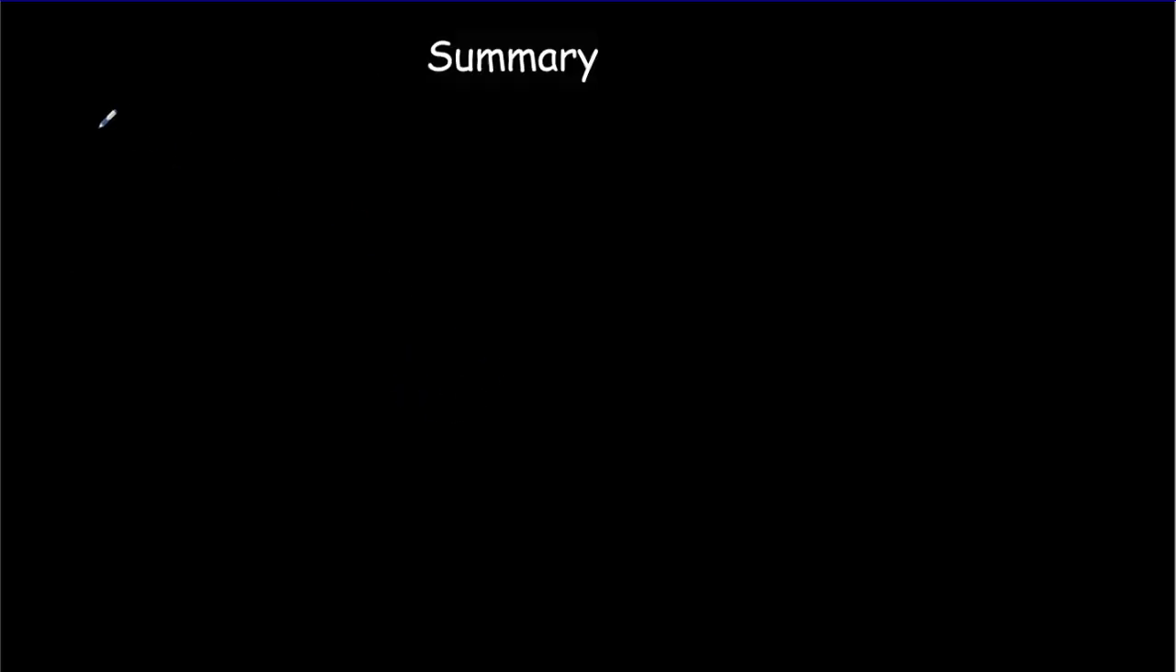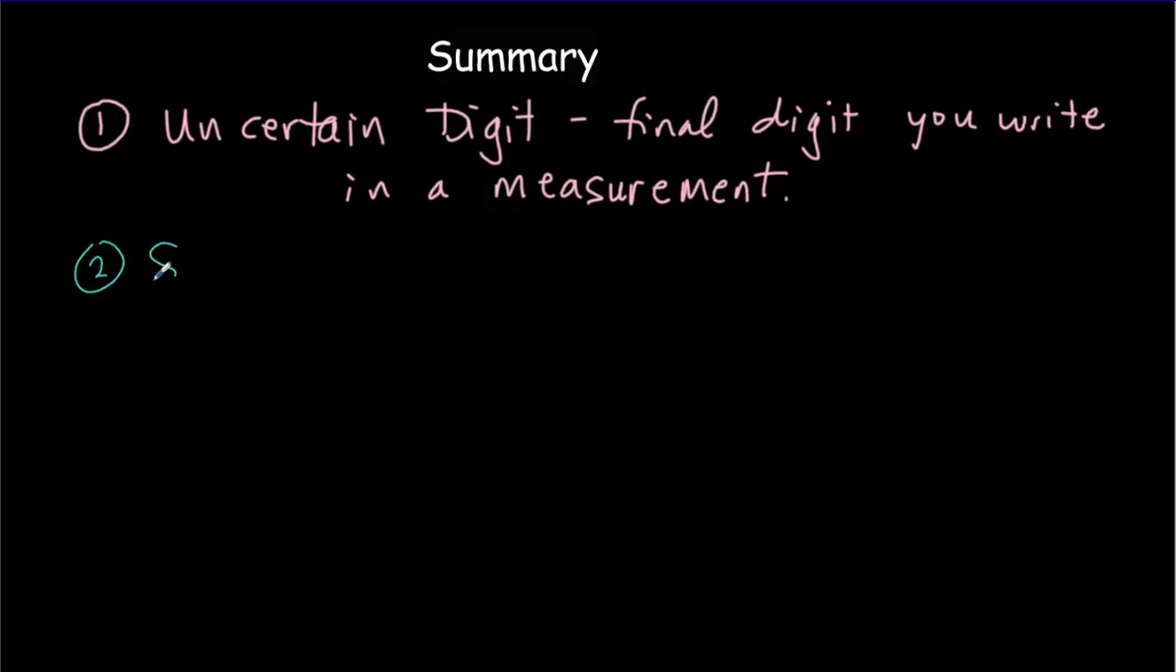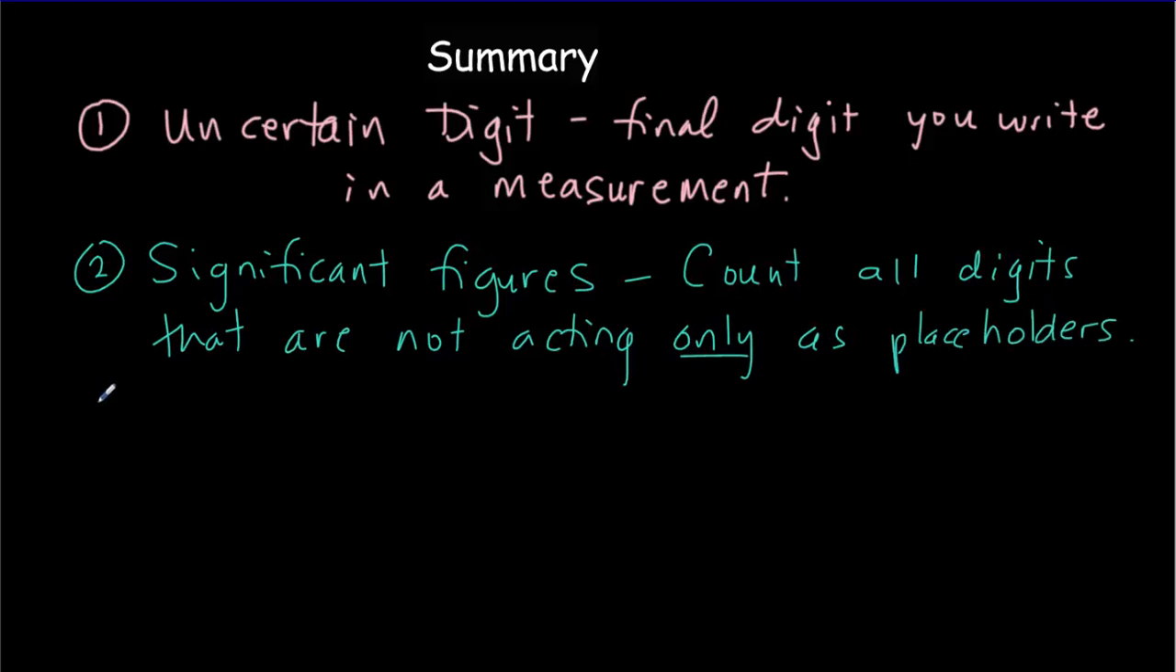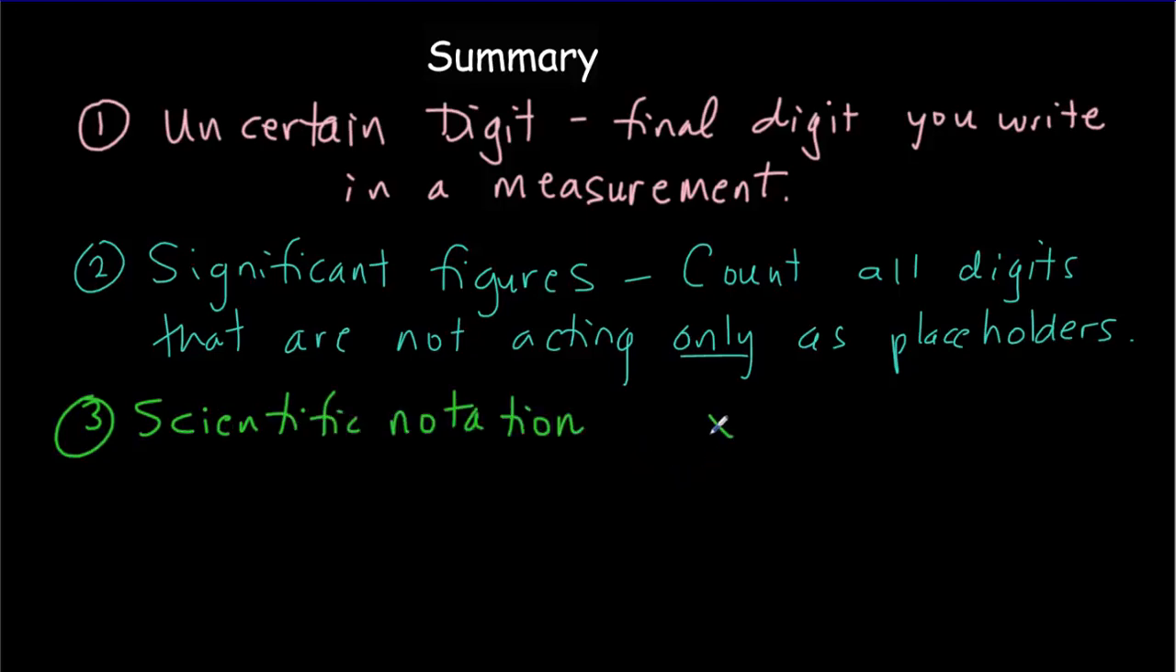So let's summarize the big ideas from the video. The first thing that we looked at was the idea of an uncertain digit, and that was the final digit that you would write in a measurement. We then went on and looked at significant digits or significant figures, and the idea here was to count all digits that are not acting only as placeholders. And then we looked at scientific notation, in which we would express a number as x times 10 to some power. X would have to be some number that was greater than or equal to 1 and less than 10. And by doing that, that meant that every single digit expressed in the mantissa had to be significant. We didn't have to think about placeholder zeros anymore.